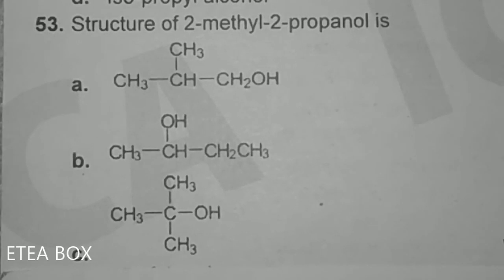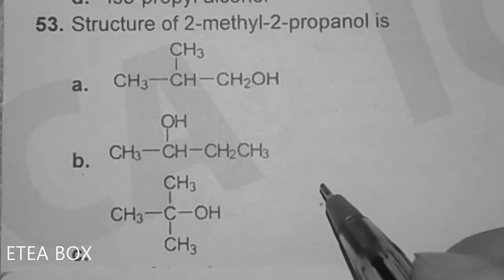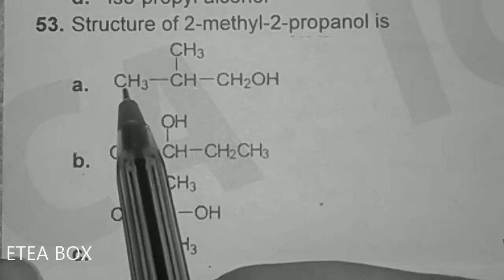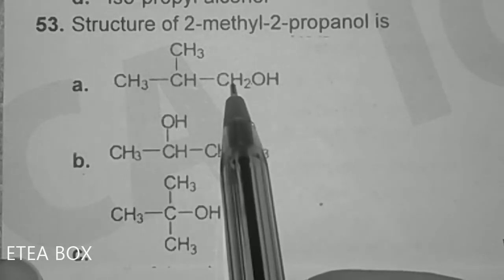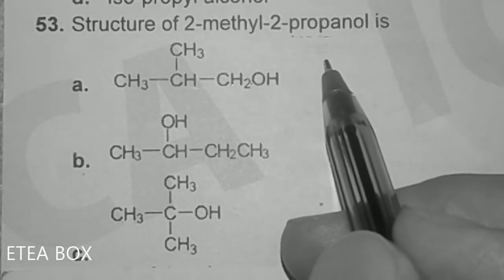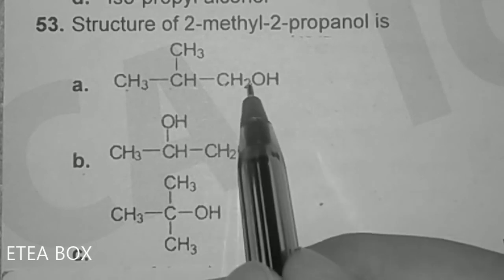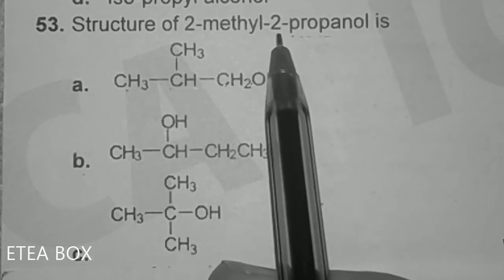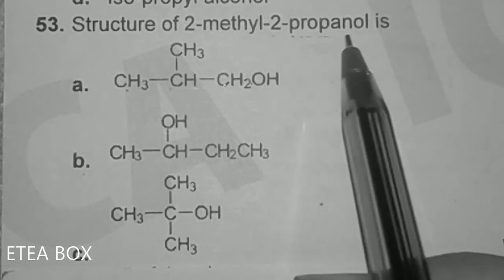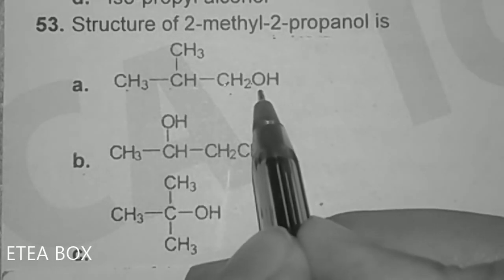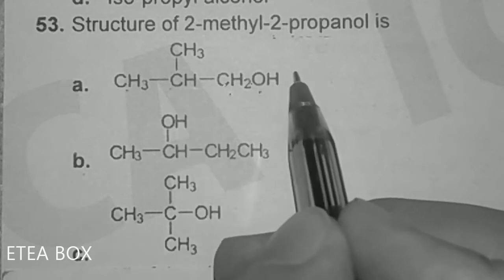Structure for 2-methyl 2-propanol. Now you have to select the parent chain. Now look here, 1 2 3, propan, which means 3 carbons. Sorry, it contains 3 carbons. And on carbon number 2 a methyl group is present. And look here, the hydroxyl group should be present on carbon number 2, but here the hydroxyl group is present on carbon number 1. So it means this one is incorrect.